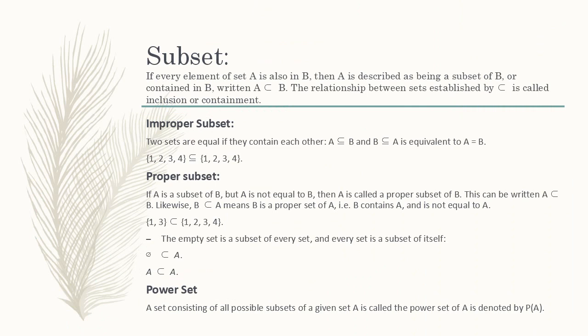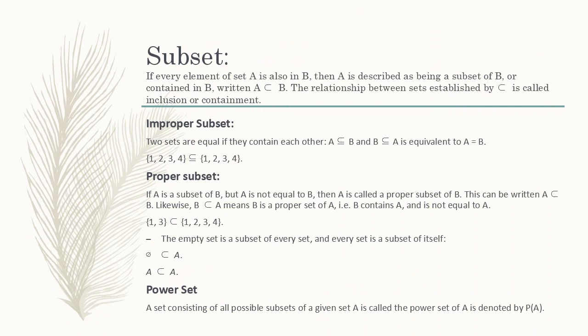Subset has two types, improper subset and proper subset. In improper subset, A is equal to B, but in proper subset, the elements may be the same or at least one element can be eliminated. For example, here we can see {1, 3} is a subset of {1, 2, 3, 4}.